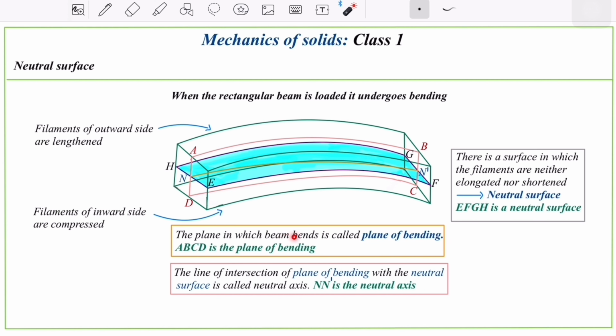Now in which plane does the beam undergo bending? The plane in which the beam bends is called the plane of bending. Here in the figure, ABCD is the plane in which the beam bends. Therefore, ABCD is called the plane of bending. We can see that the plane of bending ABCD and the neutral surface EFGH are mutually perpendicular and intersect inside the beam.